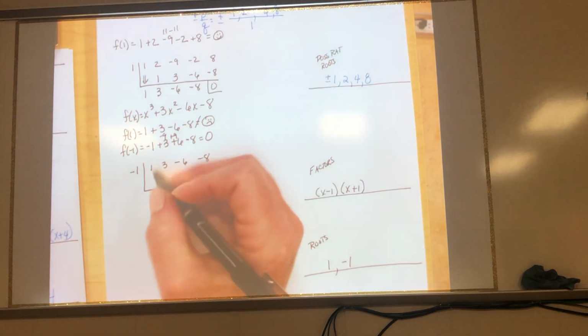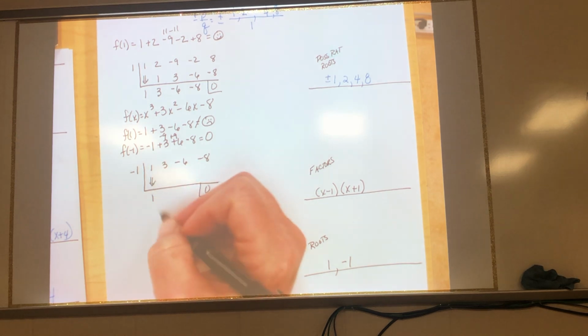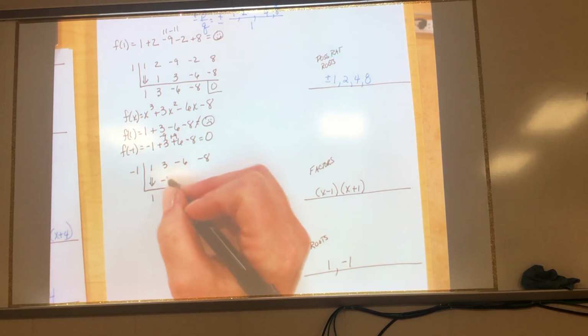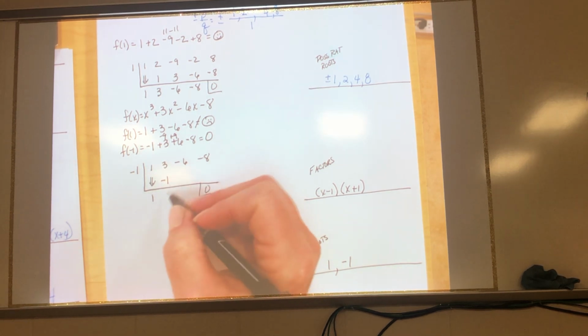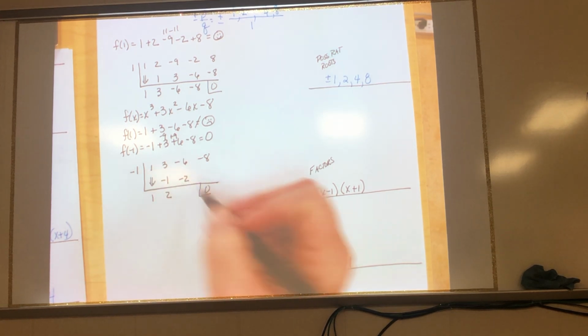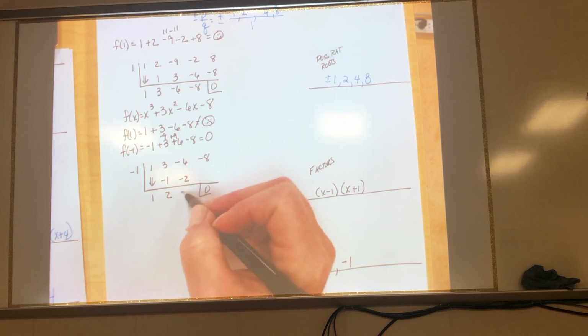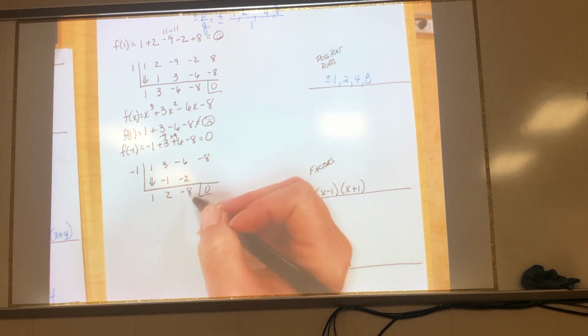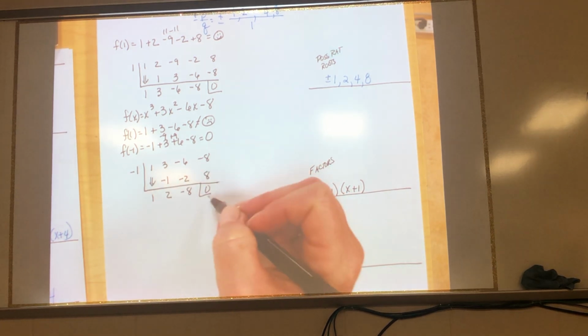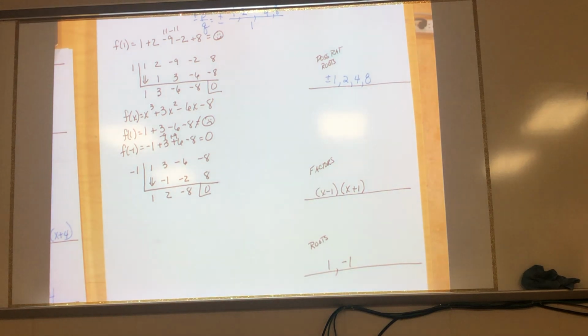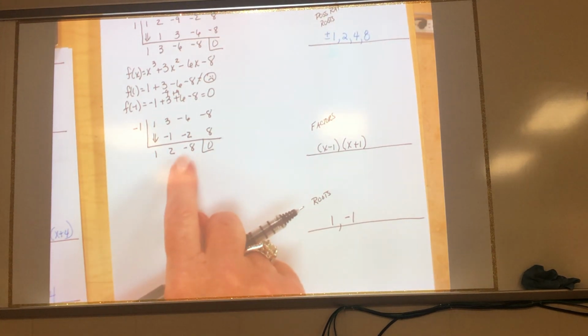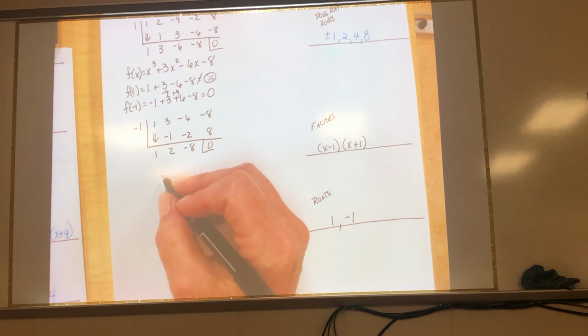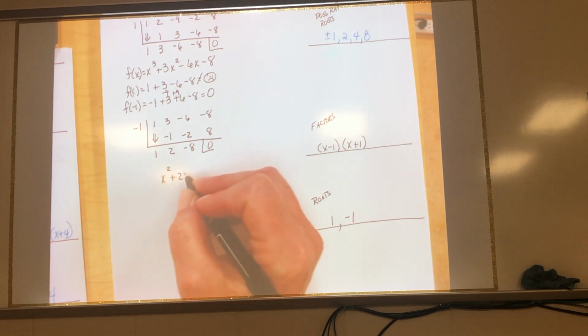All right. So now I'm going to bring down my 1, and I'm going to multiply. 1 times -1 is -1. 3 and -1 make 2. Multiply, -2. Add, -8. Multiply, +8, and there's my 0. Okay? So what does this guy give me? x squared plus 2x minus 8.